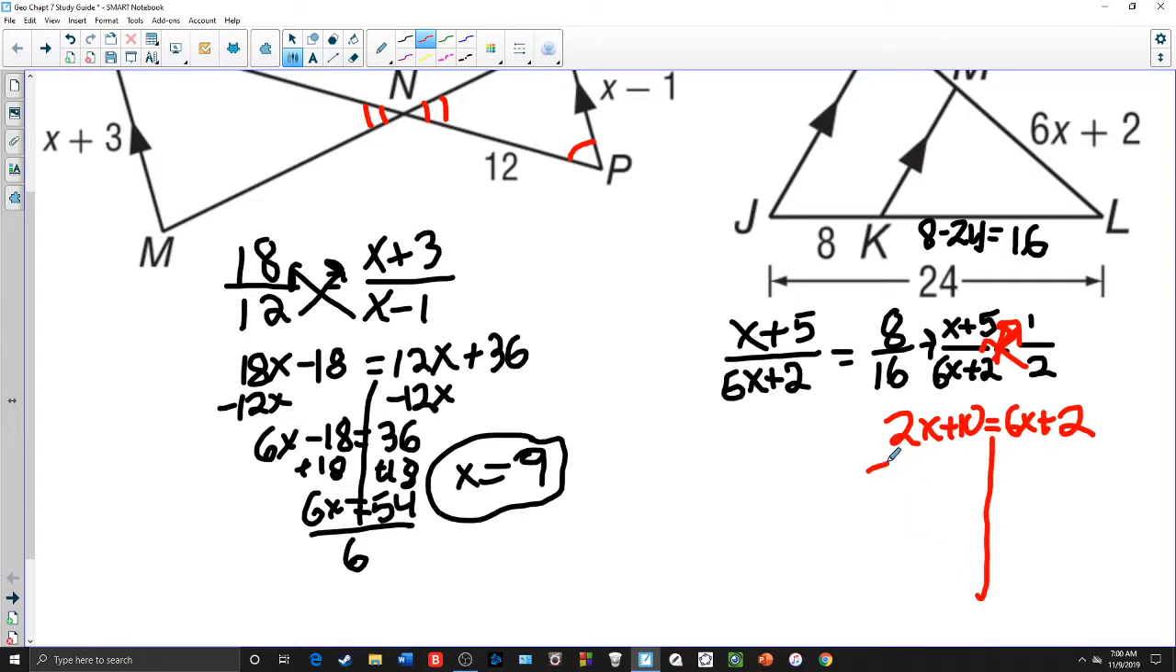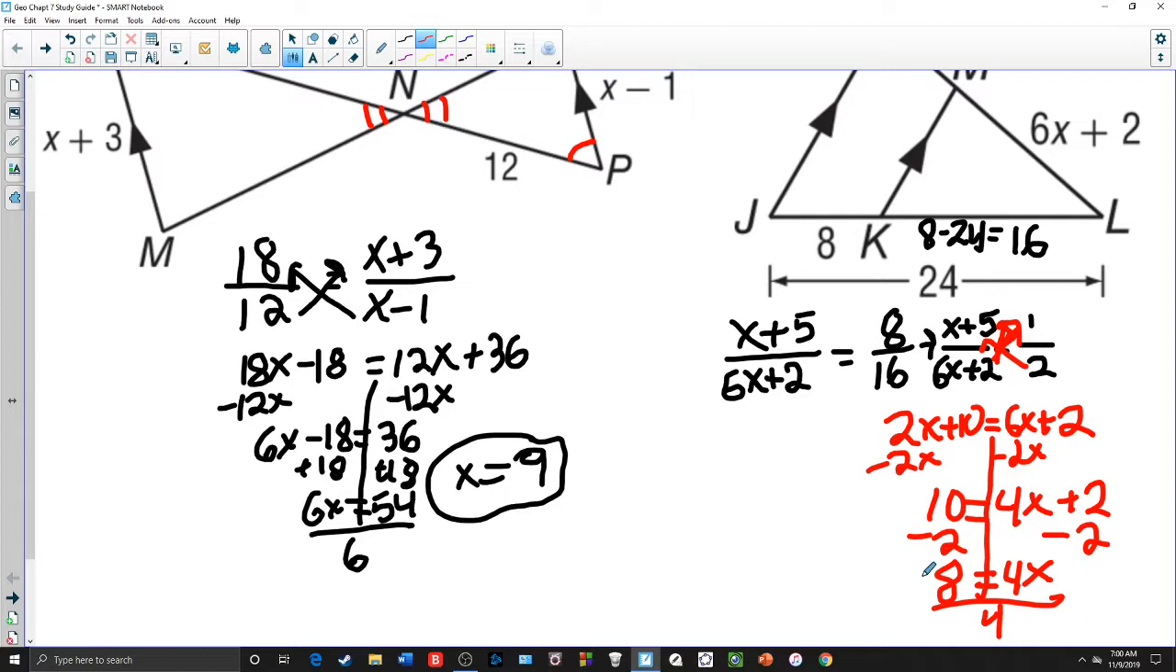We subtract our 2x from both sides. And we get 10 is equal to 4x plus 2. Subtract our 2. We get 8 is equal to 4x. And then just like last time, we finish it off by dividing by 4, and we get 2 is equal to x. So once again, a very easy idea to do as long as we can set up our fractions correctly.